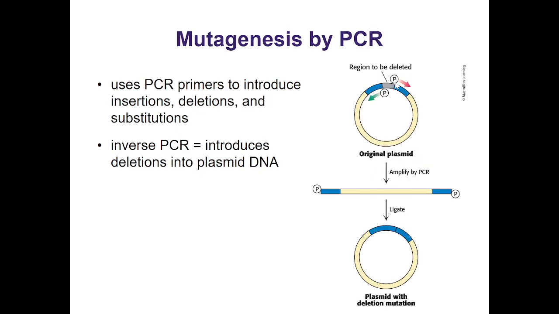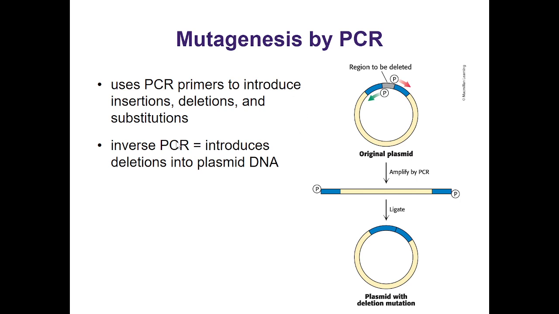Okay. So again, mutagenesis by PCR is going to use PCR primers to introduce insertions, deletions, and substitutions. Again, you know that primer, we can pretty much just put whatever we want in PCR, right? Because the primer never gets checked. So you may have noticed that we could have done anything for that primer we basically wanted, right?